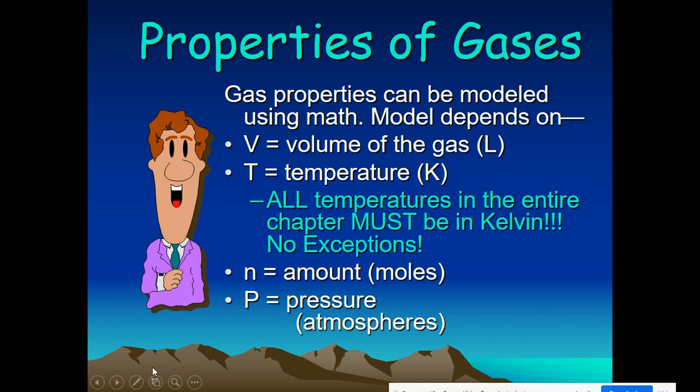Okay, so when we're studying gases, there are going to be some different symbols we're going to use to represent some common gas properties in our equations. V will be used to represent volume, and that's typically going to be in liters. T is going to be used to represent temperature in our equations, and the unit for temperature that we must use in all our equations is Kelvin. N represents the amount, and that is the number of moles of your material. And P represents the pressure, and one very common unit of pressure is atmospheres.